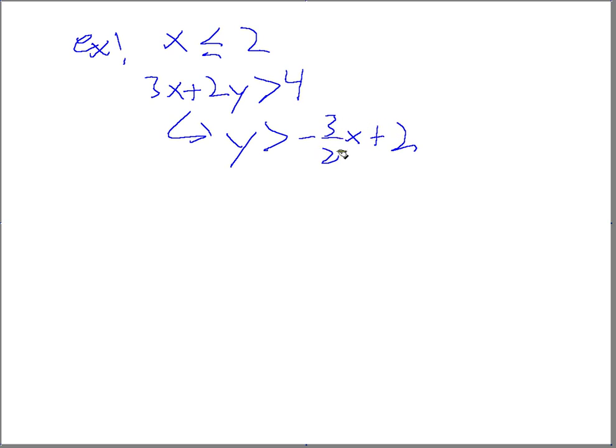Okay? So negative 3 halves x plus 2. That's a 2 right there. Sorry about that. Alright? And again, what's that? That's a what? X equals a number. That's a vertical line. Alright? So let's take a look at the common area of shading in that situation.